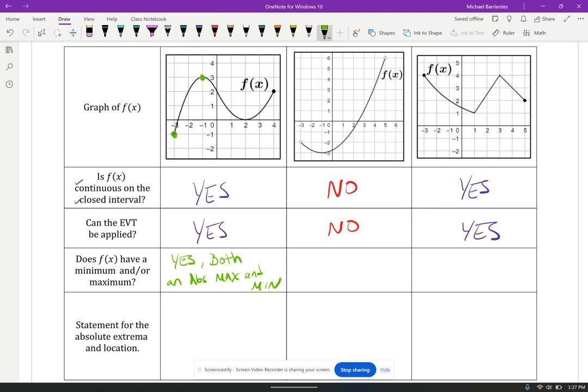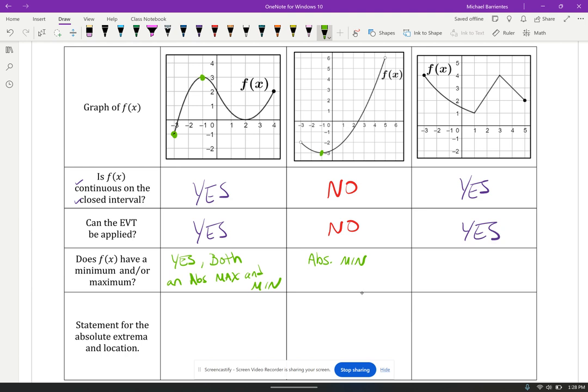Okay, when I look at the second one, does it have a max and a min? Well, the max should be up here, except it's an open circle. That means it doesn't exist. However, there is a minimum, so I'm going to say there is an absolute minimum. By the way, in the next statement, we'll write out how to identify where that absolute minimum is.